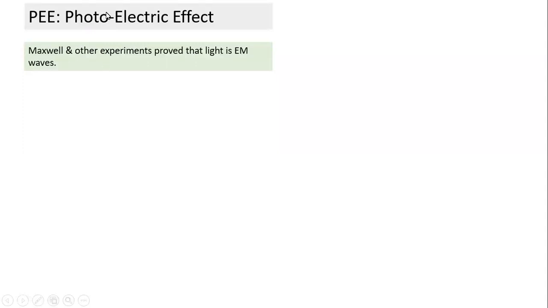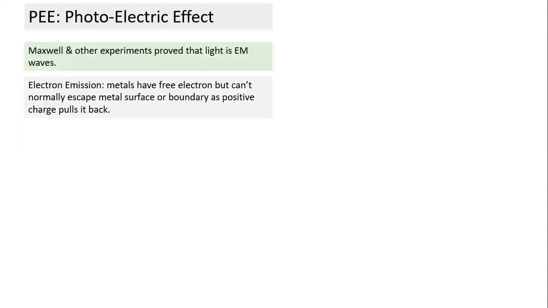The word photo indicates it has something to do with light, and electric has something to do with charge. So this gives a relationship between light and the electric effect. Even before this topic, we went through EM waves. Based on Maxwell's proof and other experiments, it was proved that light is a form of wave, an electromagnetic wave. Electric field and magnetic field oscillate, which creates light, or any form of EM wave. So that was the understanding, and then some more experiments were conducted.